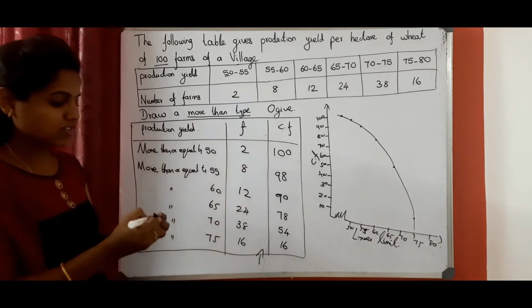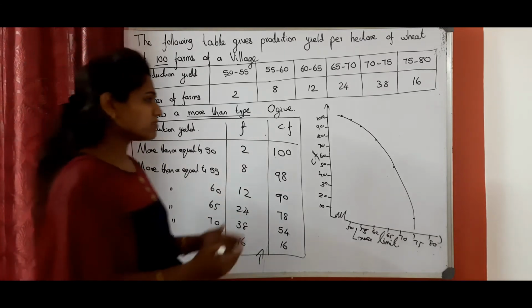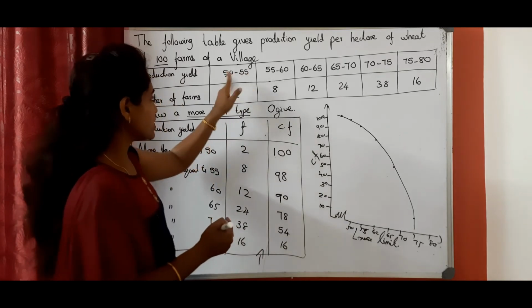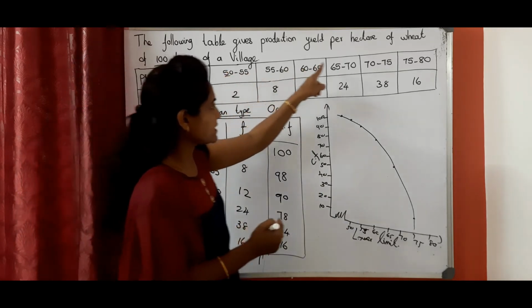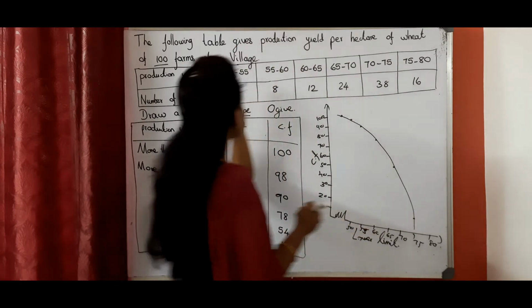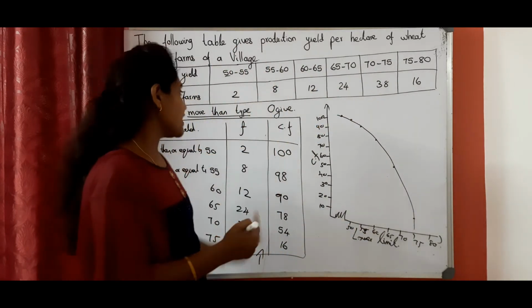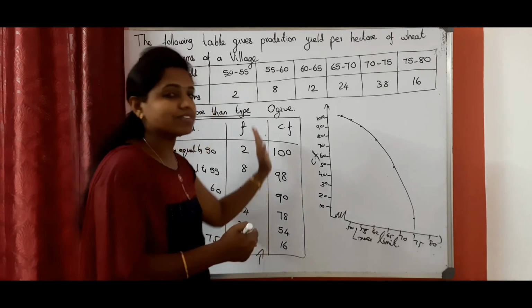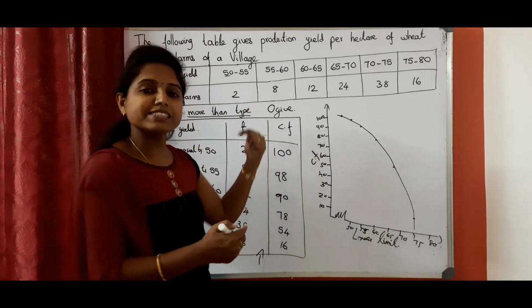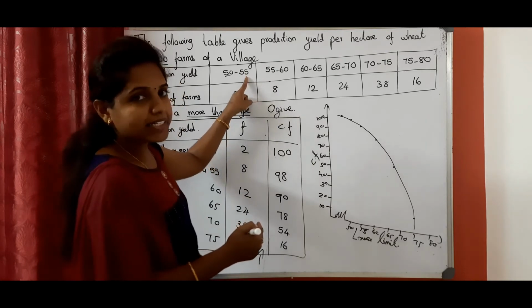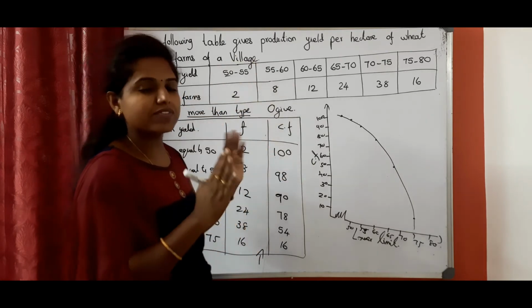So what are the things which we just remember here? In a more than ogive, we should take the lower limit. What is the lower limit? 50, 55, 60, 65, 70, 75. So we should take the lower limit, and where should we add the frequency? Downwards onwards we should add. In less than ogive, we should take the upper limit. We should add upwards onwards. That only we just remember.